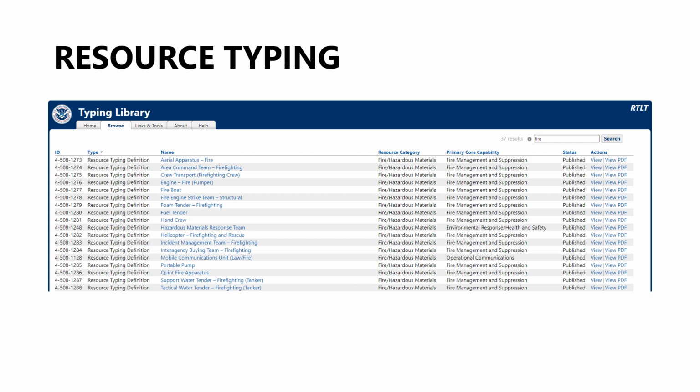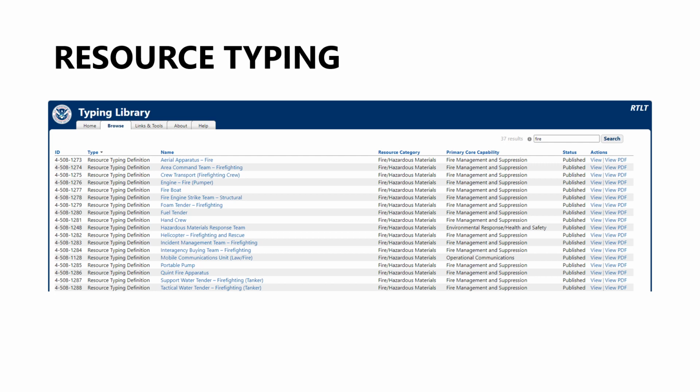So if we are saying we need a hazardous response subject matter expert, we want to actually get somebody who is trained in those hazardous materials that we're dealing with. So we want to make sure we're getting that information.